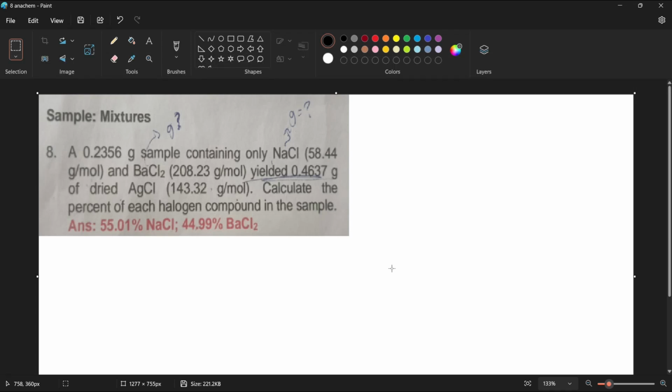So we have example number 8 over here. It says a 0.2356 gram sample containing sodium chloride and barium chloride yielded 0.4637 grams of dried silver chloride. So we need to calculate the percent of each halogen compound in the sample. We have the answer over here, but how are we going to solve that one using just a calculator?